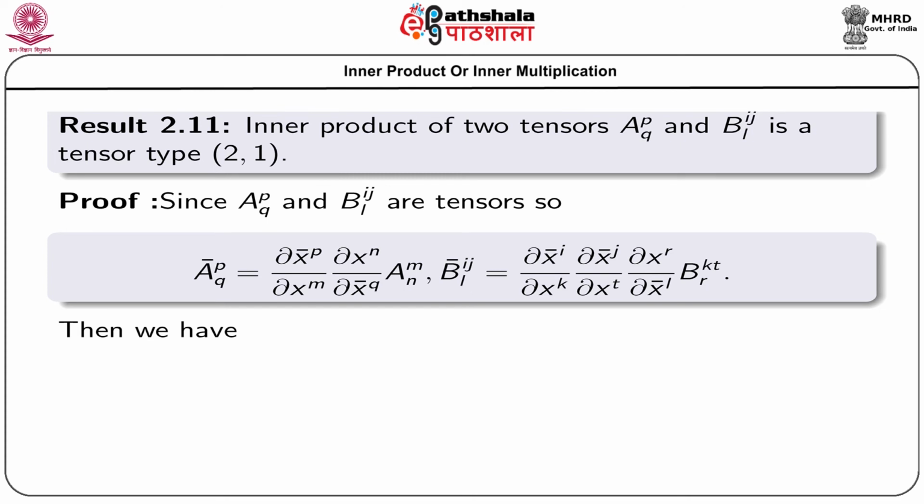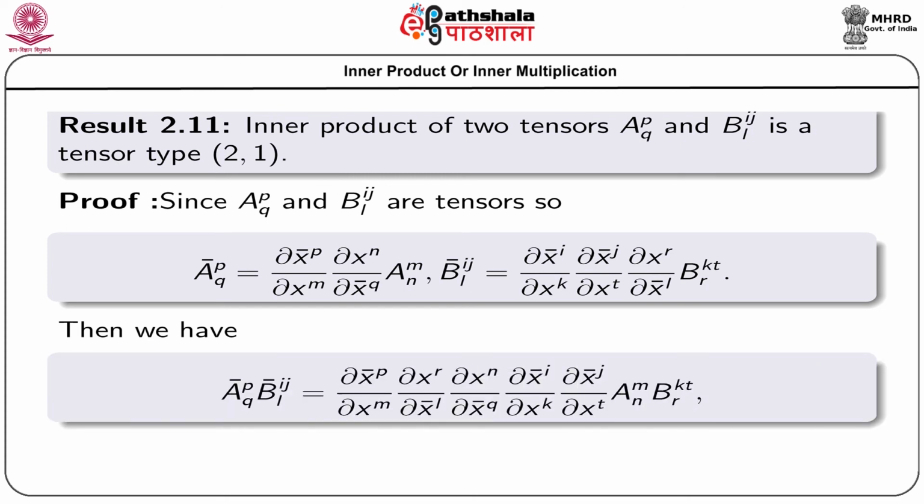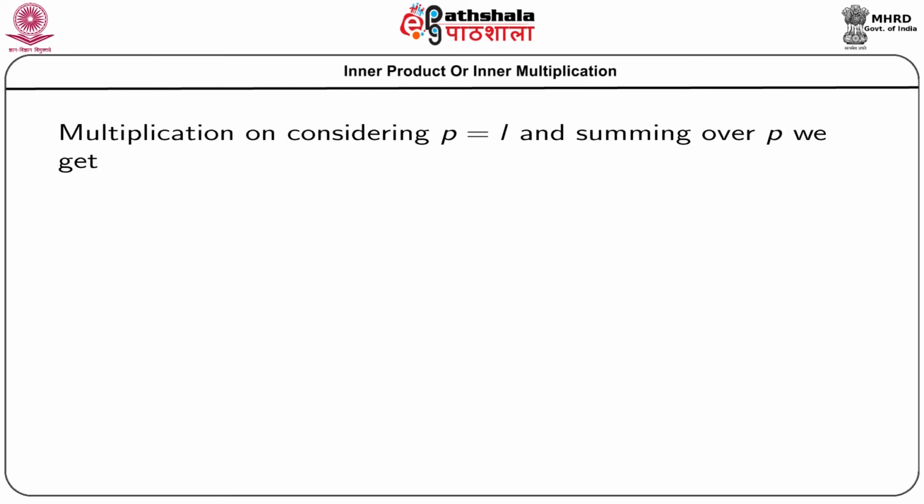Then for the outer multiplication of these two tensors, we have A bar PQ B bar IJL, which can be written in this form by writing side by side on the right hand side: del x bar P del x m del x r del x bar L del x n del x bar Q del x bar I del x k del x bar j del x t A^{mn} and B^{ktr}.